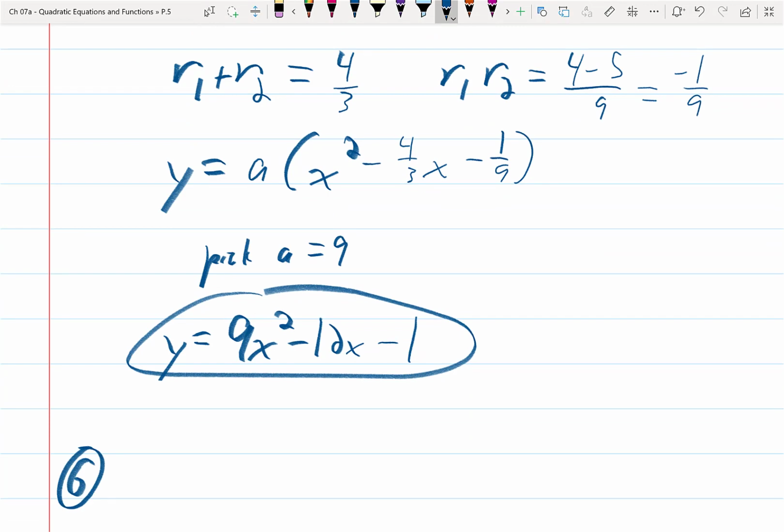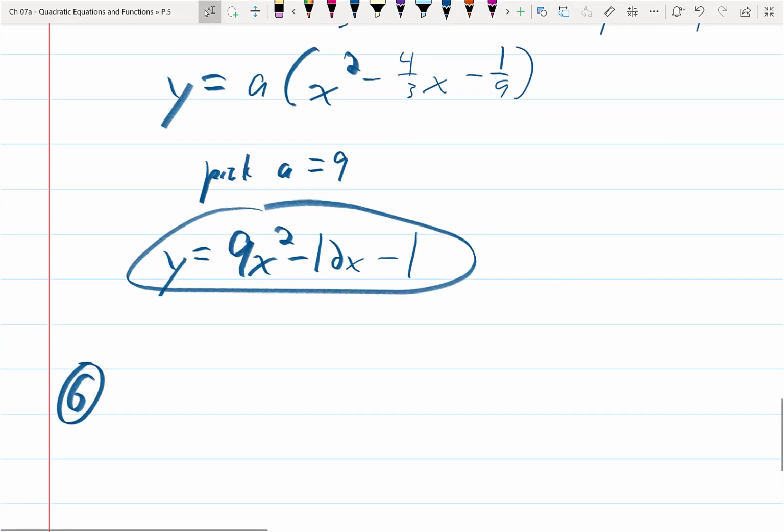Okay, 2 more, and then we're going to do a different problem type, then we'll go over homework. The next 2 have roots that are complex. I just had a conversation with one of you about complex roots and what they mean. On a graph, an equation like this means that the parabola will not cross the x-axis.